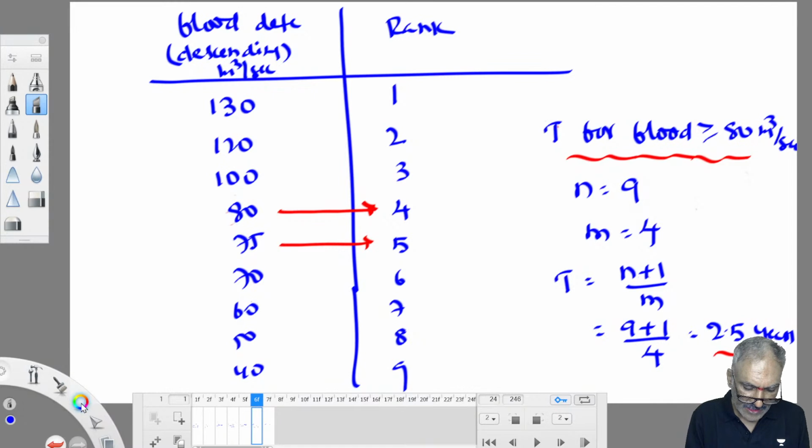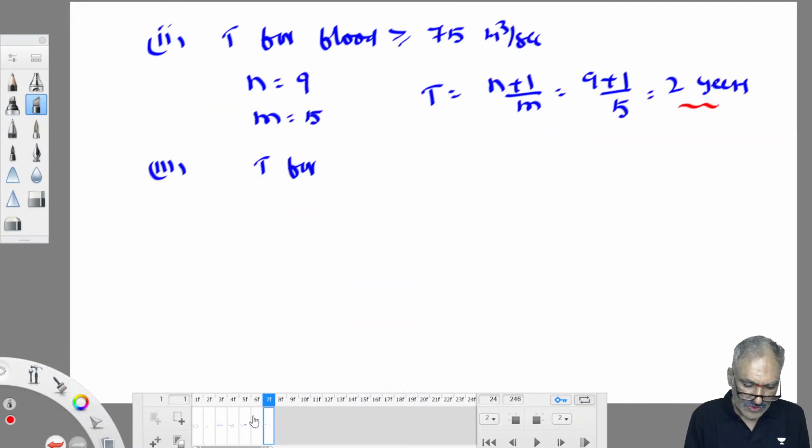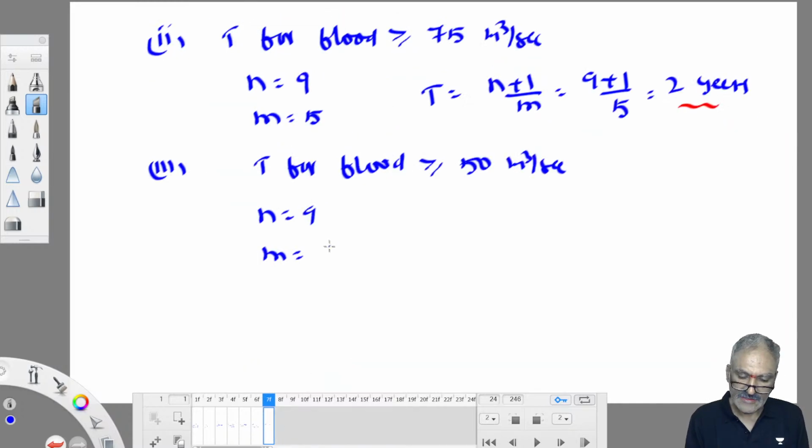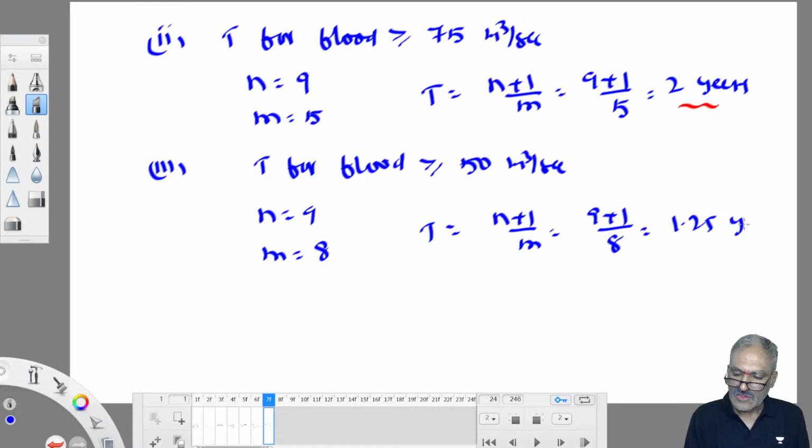50 meter cube per second. Magnitude is still less, no? So T for flood greater than or equal to 50 meter cube per second. Again, n value is equal to 9. Rank for 50 meter cube per second is how much? It is 8. Therefore, T is equal to n plus 1 by m. It is 9 plus 1 by 8. So it is 1.25 years.